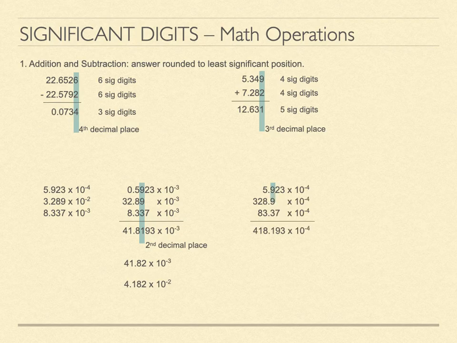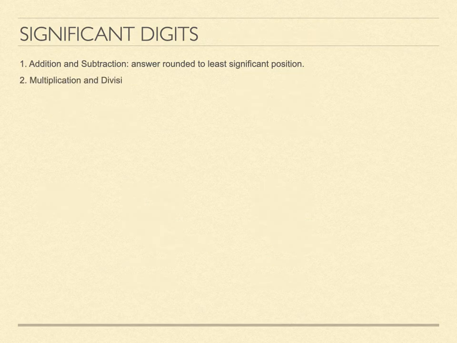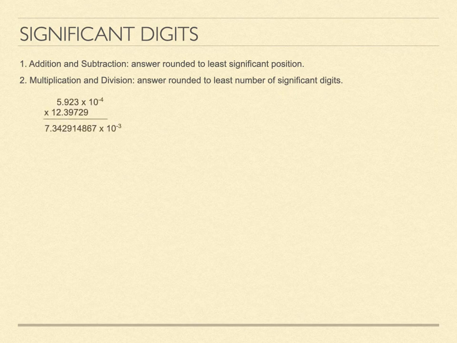And note that it doesn't matter which exponent you adjust them to, just as long as they are all the same, it leads to the same answer. Now, multiplication and division. The answer is expressed with the same number of significant digits as is found in the number which has the least number of significant digits. When multiplying two numbers, we look for the number with the least number of significant digits and then round the answer to that many digits.